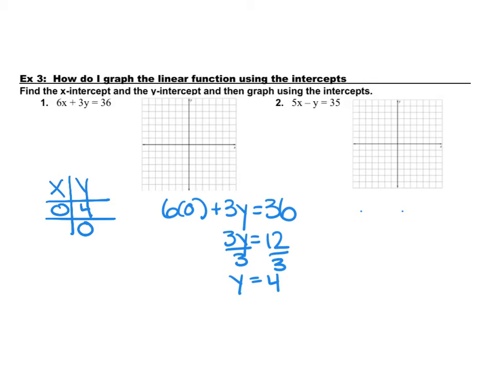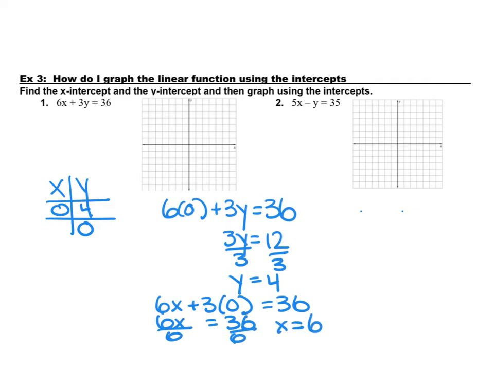So I'm going to then continue and I'm going to have 6x plus 3, but now what we're saying is that y is 0 is equal to 36. So we have 6x, and then that canceled out is equal to 36. And so then let's divide, and the x is going to be equal to then 6. So now I know my x-intercept is 6.